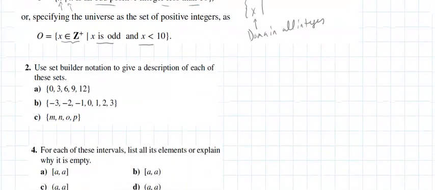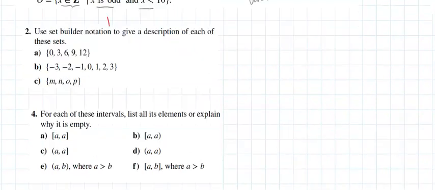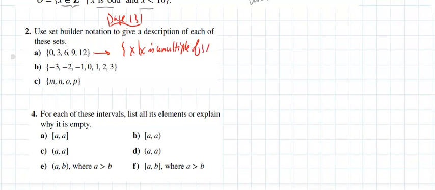So we're looking at problem number 2, page 131 in our book. Use set builder notation to describe the set. Again, there are many ways you could describe it. You could say this is the set of x such that x is a multiple of 3 and x is between 0 and 12. So when you include them, you start with 0, 3, 6, 9, and 12.